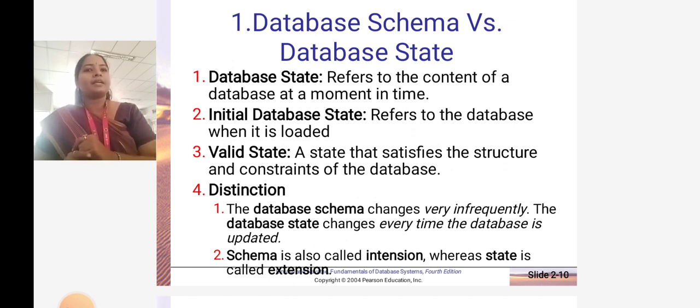What is the initial database state? It refers to the database when it is loaded. Once it is loaded, we see a database structure; that is the initial database state. A valid state, in the sense, satisfies the structure and constraints of the database.